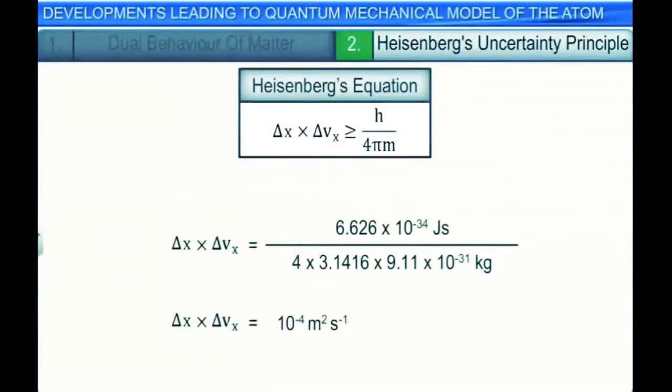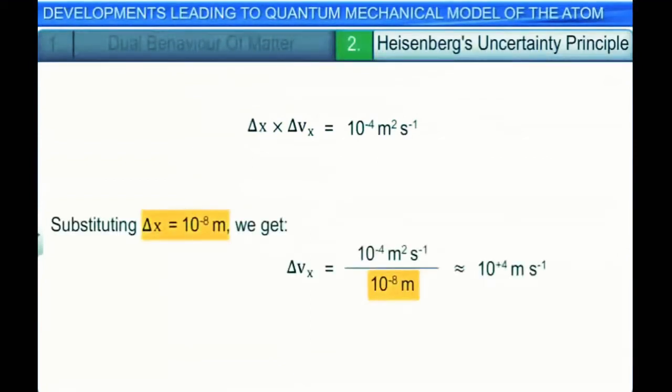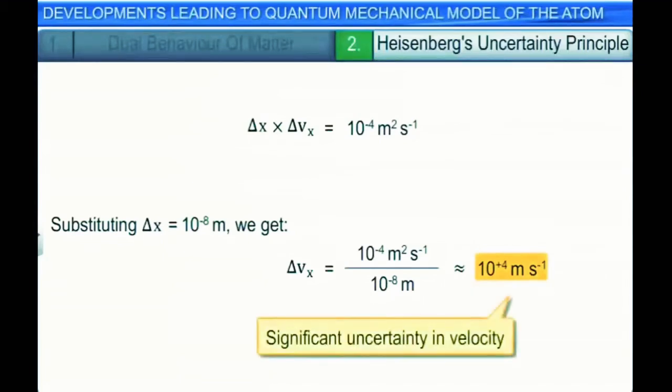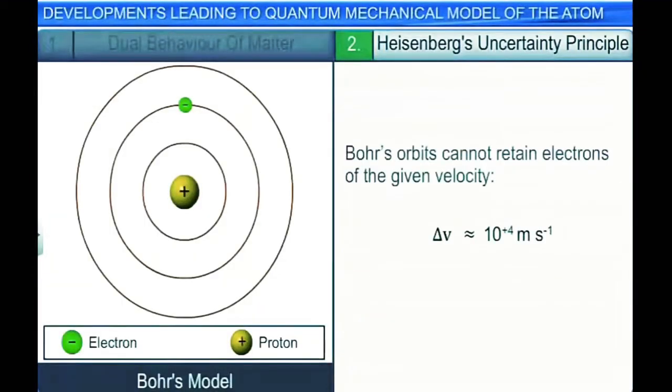As we have already calculated, for an electron, the product of delta X and delta V is found to be equal to 10 raised to the power minus 4 square meters per second. Therefore, the uncertainty in velocity can be calculated by substituting the value for delta X, say 10 to the power minus 8 meters, in the Heisenberg's equation. This means that if one tries to find the exact location of the electron to an uncertainty of only 10 to the power minus 8 meters, the uncertainty in velocity becomes enormously significant. This value of uncertainty in velocity is so big that the classical picture of electrons moving in Bohr's orbits becomes unrealistic.